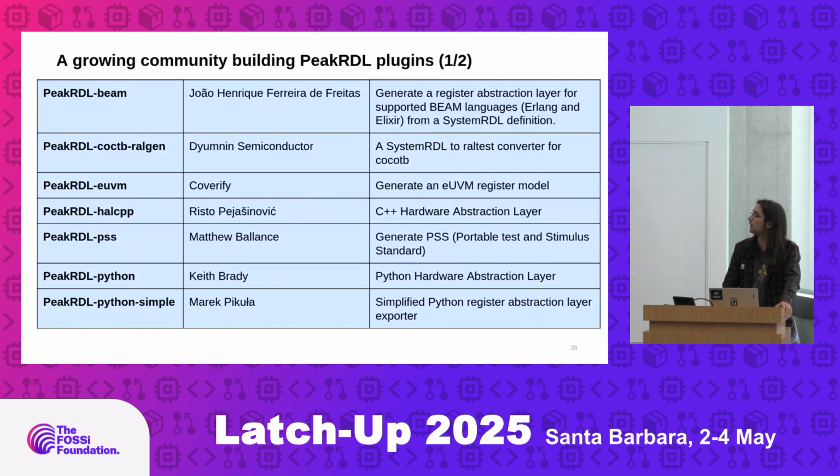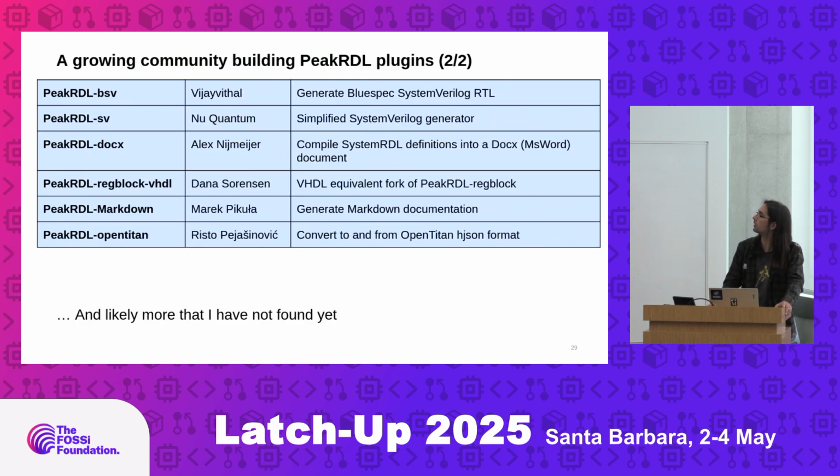Because it's so easy, the past few years have been really exciting because a lot of people have been building stuff for PeakRDL. A few call-outs. There's a PSS exporter that Matthew will be talking about hopefully tomorrow. On the next page, we have an OpenTitan importer and exporter to handle their HJSON format. And then there's that VHDL data source, and that's been really exciting to see.